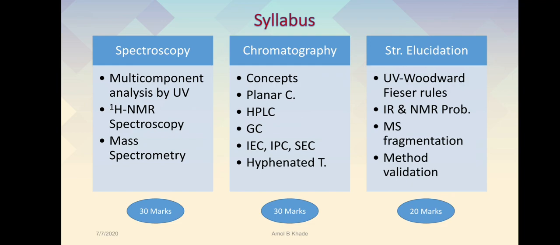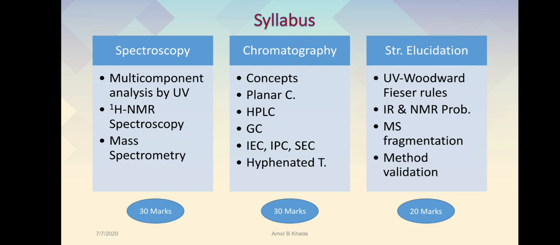So we separate the mixture into individual fractions. We have the Woodward-Fieser rules, where we can predict the lambda max of the compound for certain simple compounds and some alpha beta unsaturated ketones with the application of these rules.